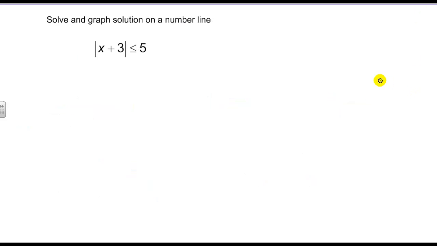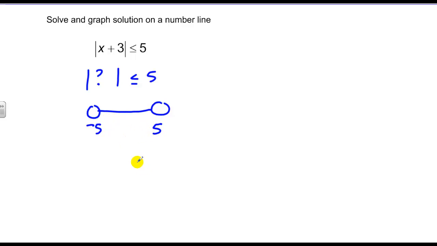Let's take and solve this. If we have the absolute value of a quantity x plus 3 is less than or equal to 5, that's like the absolute value of whatever, I'm going to put a question mark, is less than or equal to 5. Well, we know that that's going to look something like this, because it's less than, and the value of whatever's in there is less than or equal to 5.